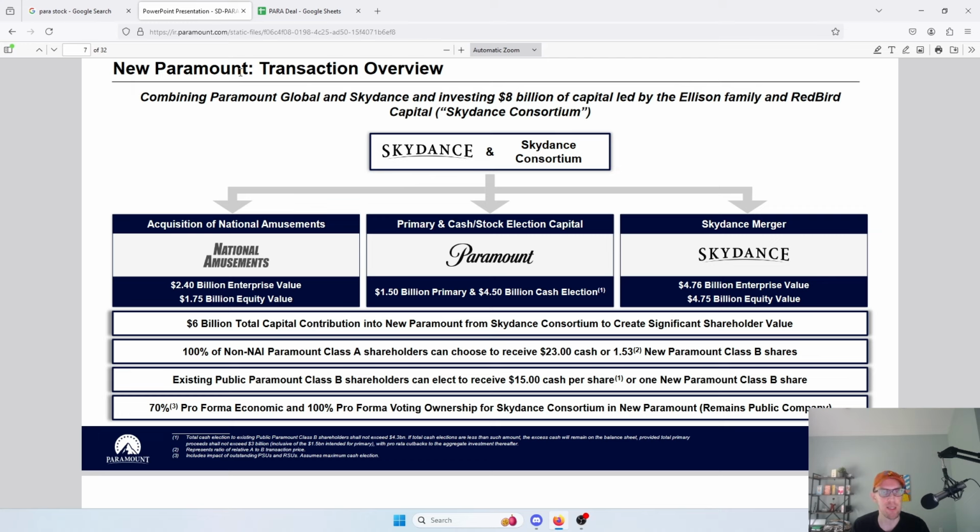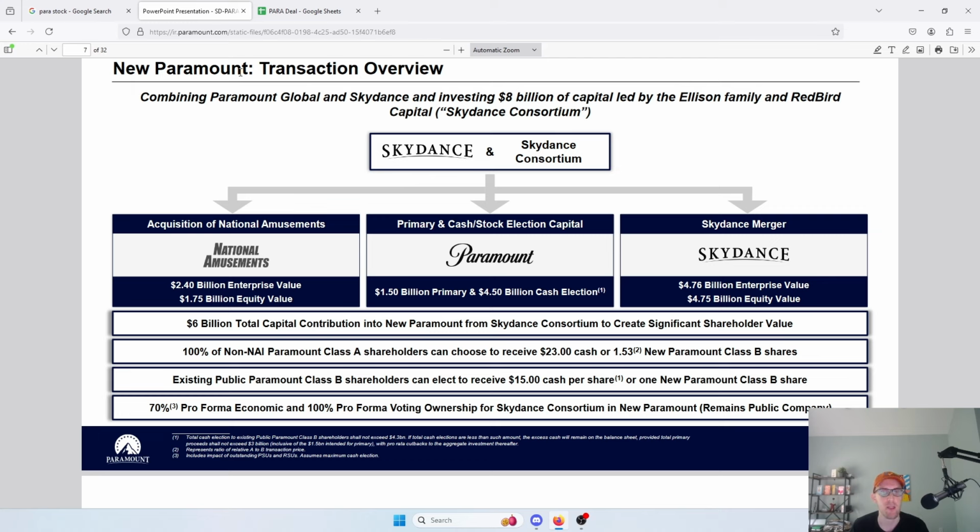They have about $6 billion in excess funds being provided by this consortium that they're using for two things. First, $1.5 billion is flowing directly to this new Paramount entity, the Skydance Paramount combination, and it's not going in there for free, because another 100 million shares are being issued at that $15 price point to fund the $1.5 billion that Skydance Consortium is investing. They're using that for debt purposes, general corporate stuff, etc.